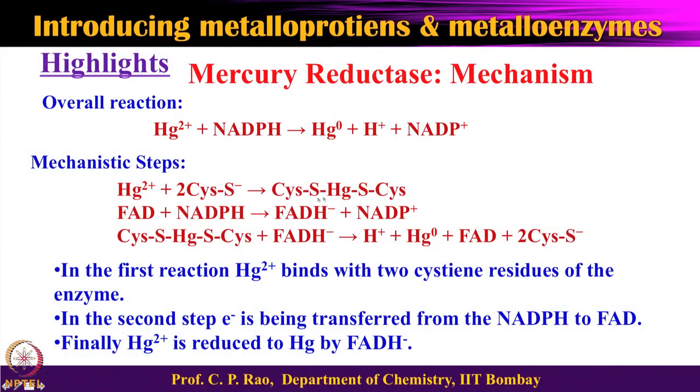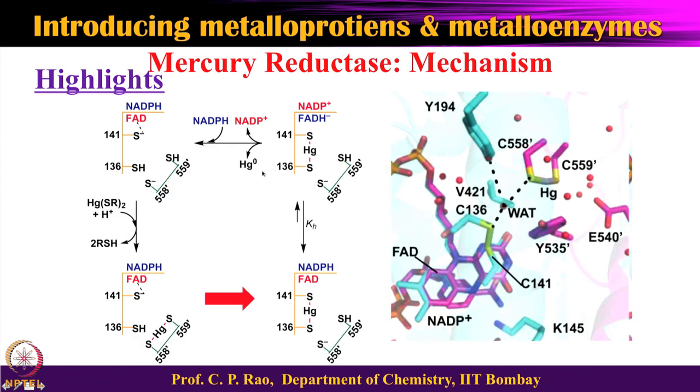Mercury 2 plus first binds to the cysteine part of this, and then forms a kind of bridge complex with these 2 cysteines, and now this is being reduced by the FAD. FAD going into this one will give the FADH, and this will reduce mercury 2 plus to mercury 0, and then you get back your FAD and cysteine sulfurs. So, as you can see, in all these cases, yeah.